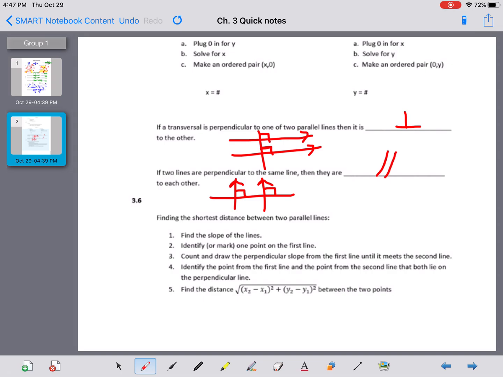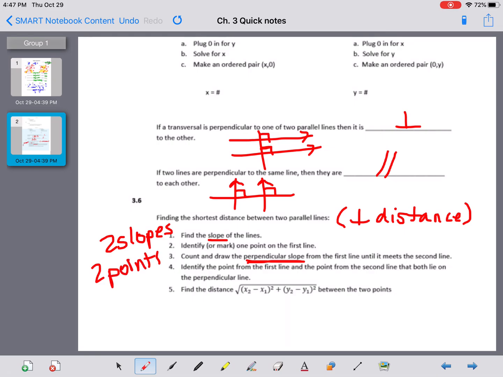Okay. And then probably the toughest questions on 3.6 that we want to make sure we know how to do is finding the shortest distance between two lines. Remember, that's the perpendicular distance. Okay. And remember, we want two slopes, right? Two slopes. One is just the slope of the line, and one is the perpendicular slope. Then we want 2 points, one from the original line and one once we count the second line, right?